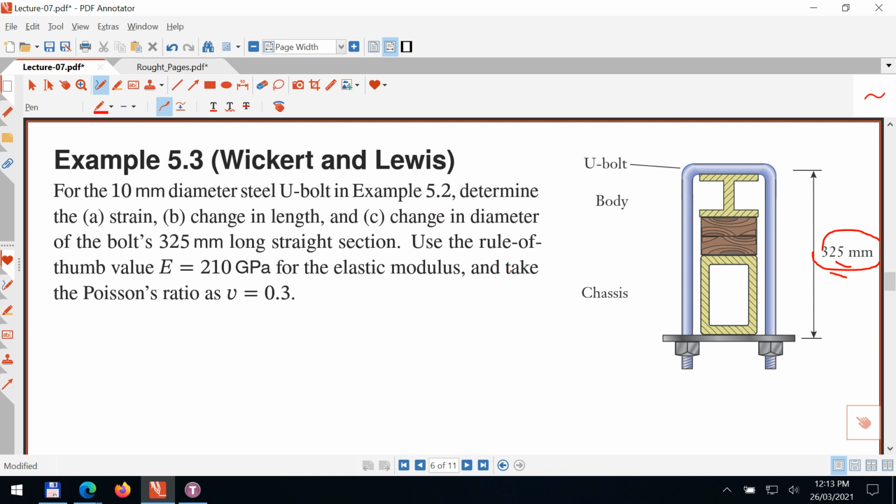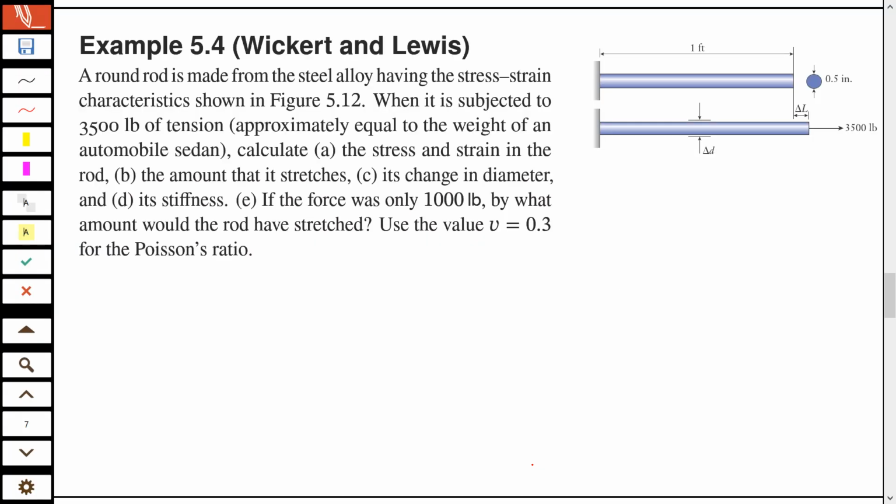So I would like you to read these comments at the end of each example, even if I forget to explain. So now the next example is 5.4, again from that same book, Wickard and Lewis. In this example, you are given a rod, so you have a round rod, made of steel alloy, having stress strain characteristics shown in 5.12. वो मैंने स्टार्ट में जो आपको दिखाया था वही उसी की बात हो रही है, ठीक है.